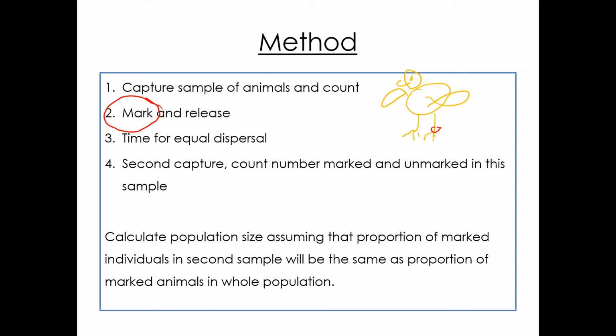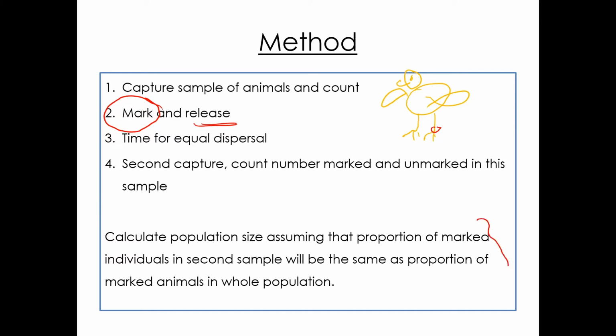Once you've done that, you're going to release them back, and the release has to be back into the environment from which you caught them, so at the same sample site as you originally sampled. Now the third step is really important. This entire methodology works because we're making an assumption. We're calculating the population size, assuming that the proportion of marked individuals that we will go on to capture in our second sample will be the same as the proportion of marked individuals in the whole population.